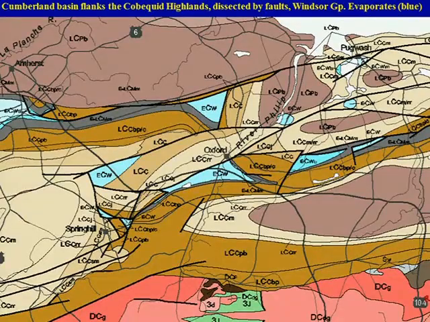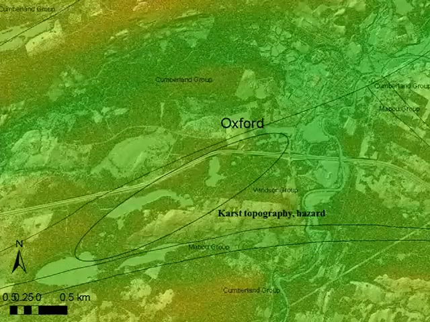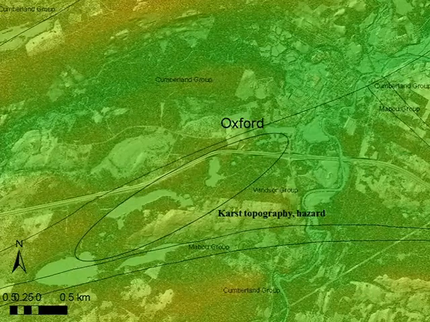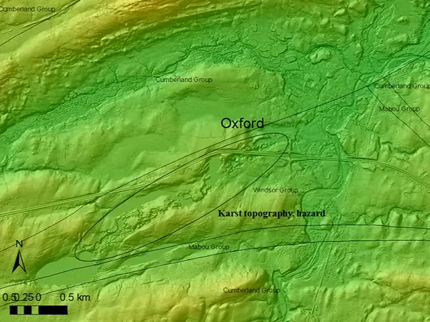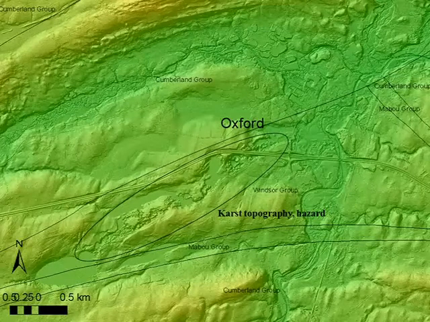Another example, karst topography up here around the Oxford area. Here we see the digital surface model. The ellipse is going to highlight when we remove the trees. We can very clearly see this very pocked pattern, and this is basically where we see karst topography.